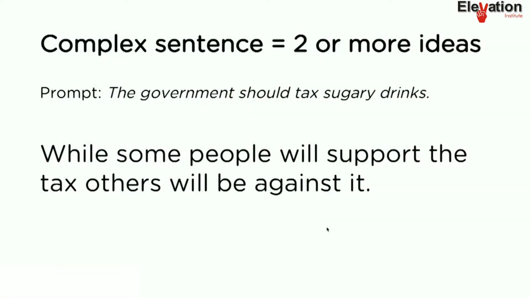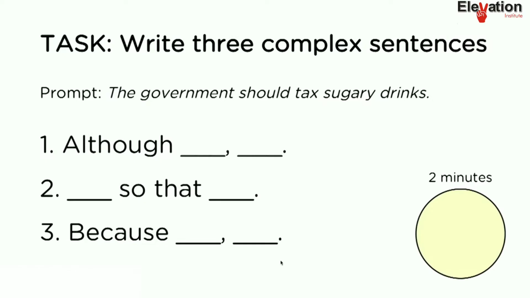Now I want you to try to write a few, okay? I'm going to give you 2 minutes to write 3 complex sentences. The prompt is the government should tax sugary drinks. So your complex sentence will go, although dot dot dot, comma, dot dot dot, full stop. Or dot dot dot, so that dot dot dot. Because dot dot dot, comma, dot dot dot. So try to fill these gaps with some information from the prompt. You have 2 minutes to write 3 complex sentences to increase your IELTS band score, starting now.